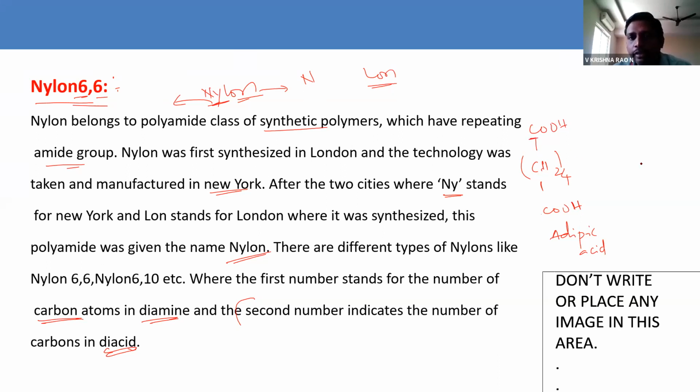So the 6 in nylon 6,6 came from the presence of these 6 carbons: 4 in the middle and 1 at each end. The second number indicates the number of carbons in the diacid, and the first number is for hexamethylene diamine, H2N-(CH2)6-NH2. Here 6 carbons are there in the diamine; the first 6 indicates this. So it is called nylon 6,6.